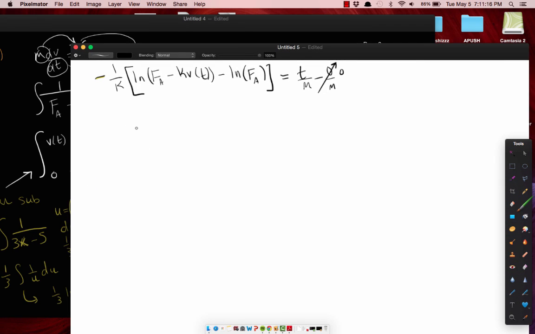Okay, so now we need to do some simplifying, and the way that we can simplify this is by using our rules of logarithms. So you say that negative 1 over k is equal to ln, and because of the rule of logarithms, this becomes Fa minus k v of t, over Fa, and that all goes in one big ln.